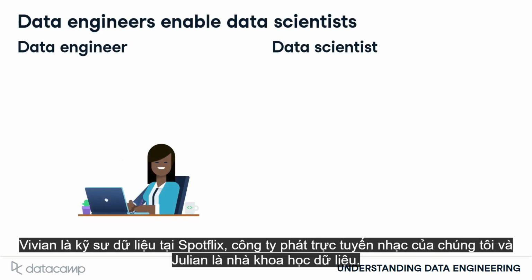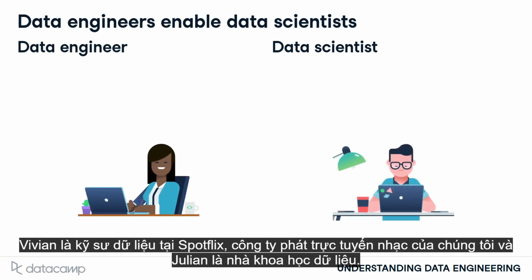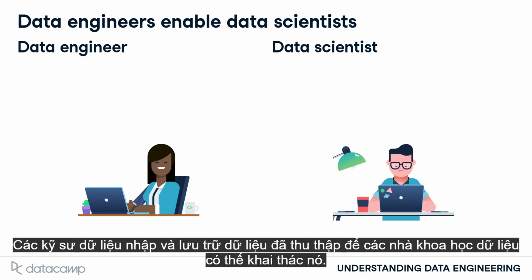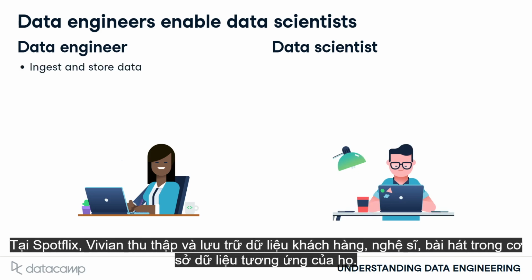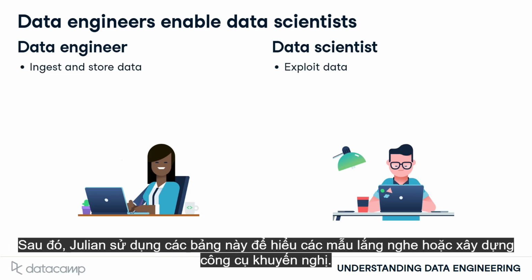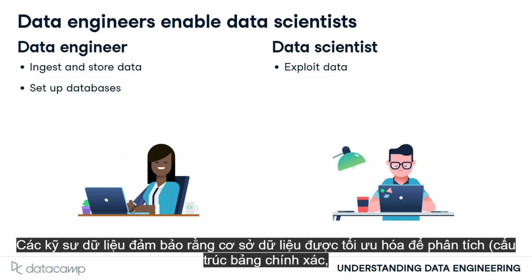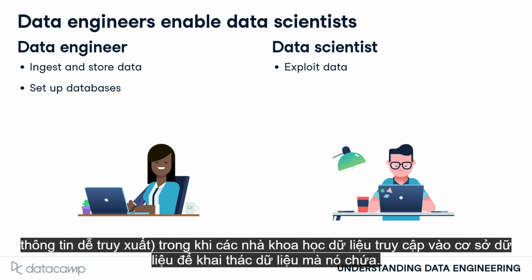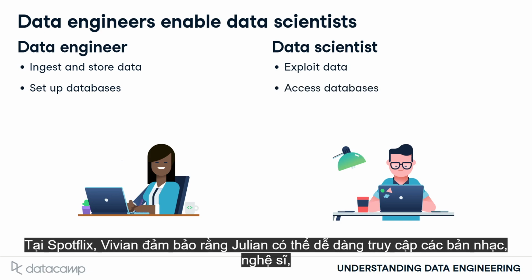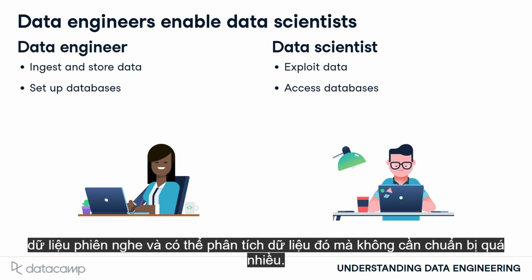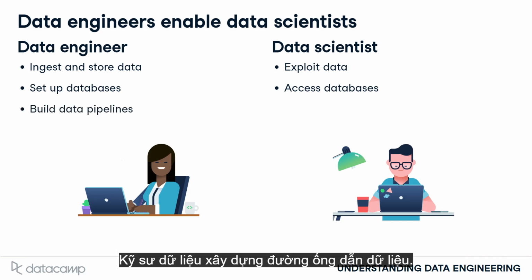Vivian is a data engineer at Spotflix, our music streaming company, and Julian is a data scientist. Data engineers ingest and store collected data, so that data scientists can exploit it. Data engineers ensure that databases are optimized for analysis, correct table structure, information easy to retrieve, while data scientists access the databases to exploit the data it contains. At Spotflix, Vivian makes sure that Julian can easily access tracks, artists, listening sessions data, and can analyze it without too much preparation work. Data engineers build data pipelines. The next lesson is focused on this topic.